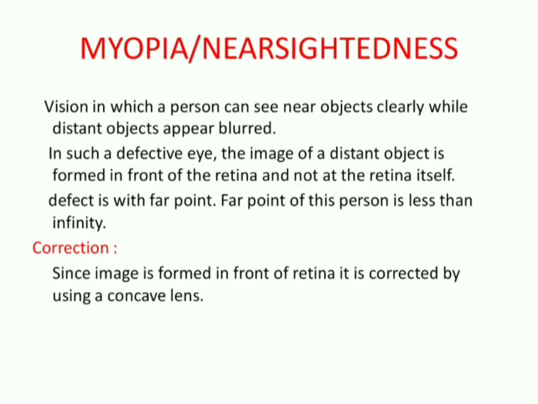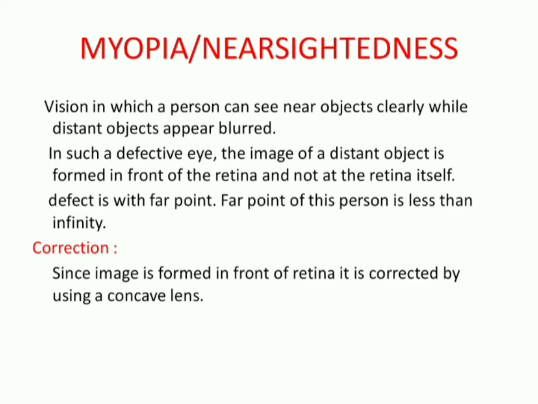Now look at the second defect, which is called myopia or nearsightedness. Sometimes it's also referred to as short-sightedness. This is a defect in which a person can see near objects clearly while distant objects appear blurred. It is exactly opposite to hypermetropia.